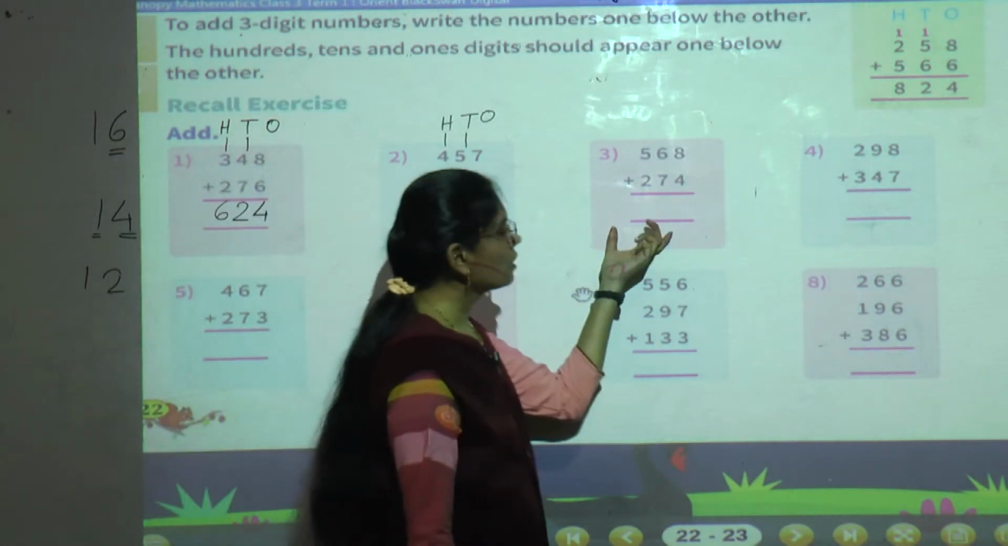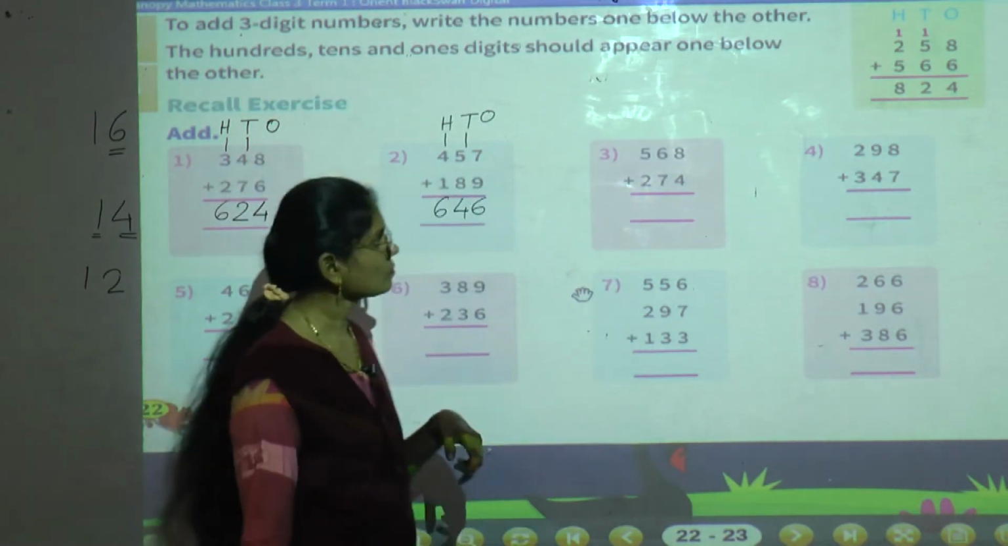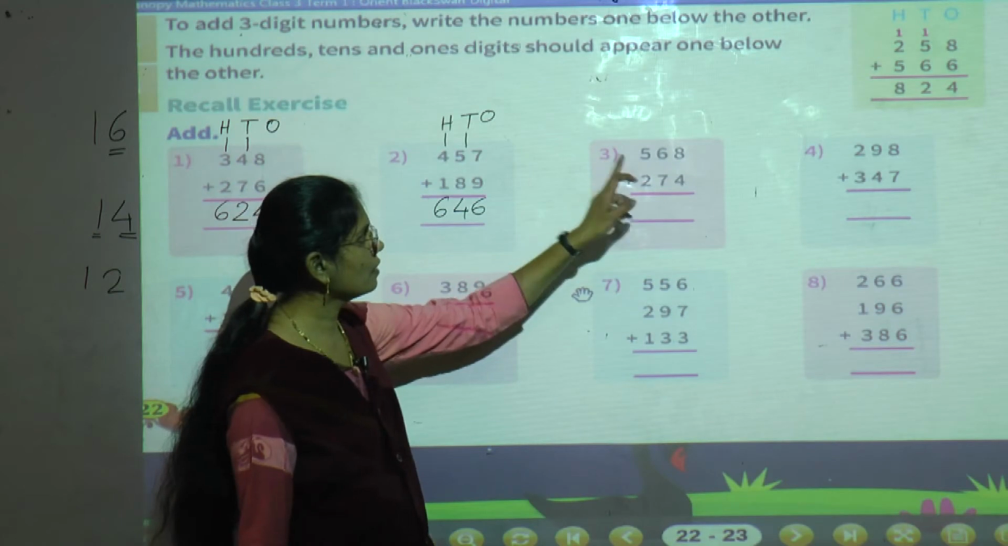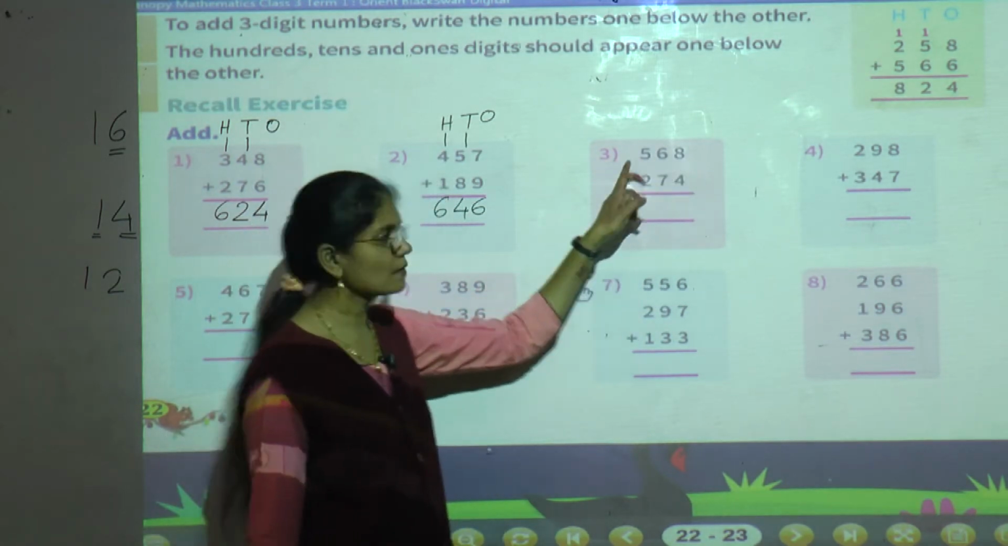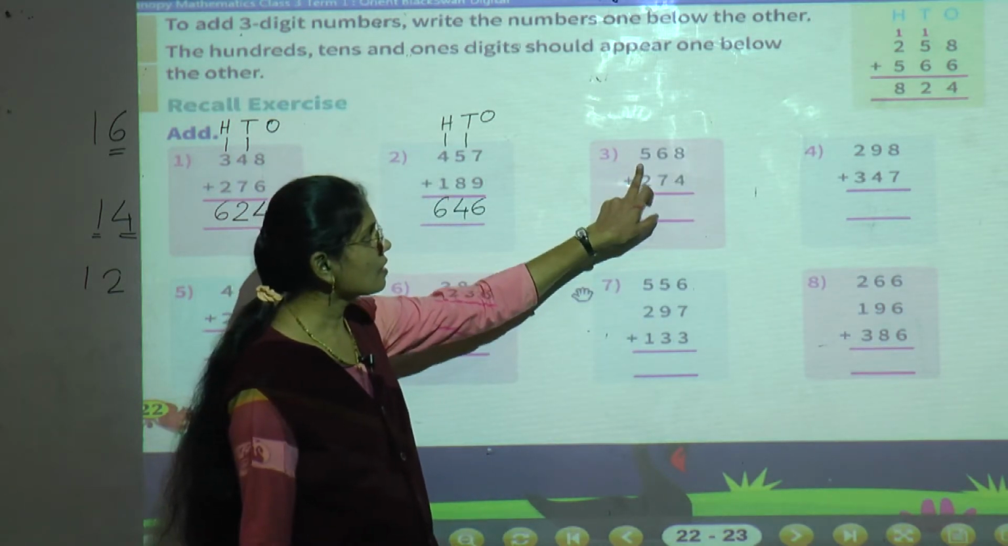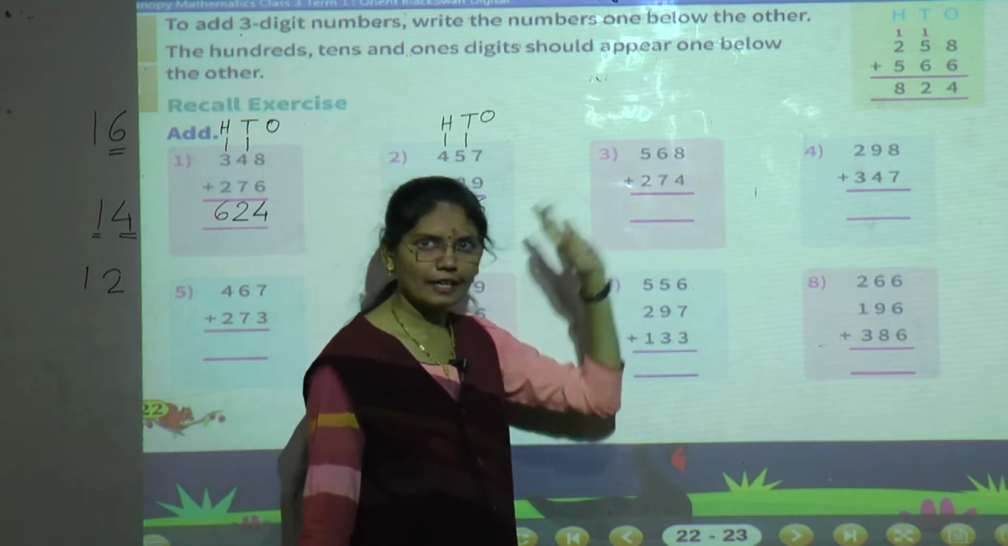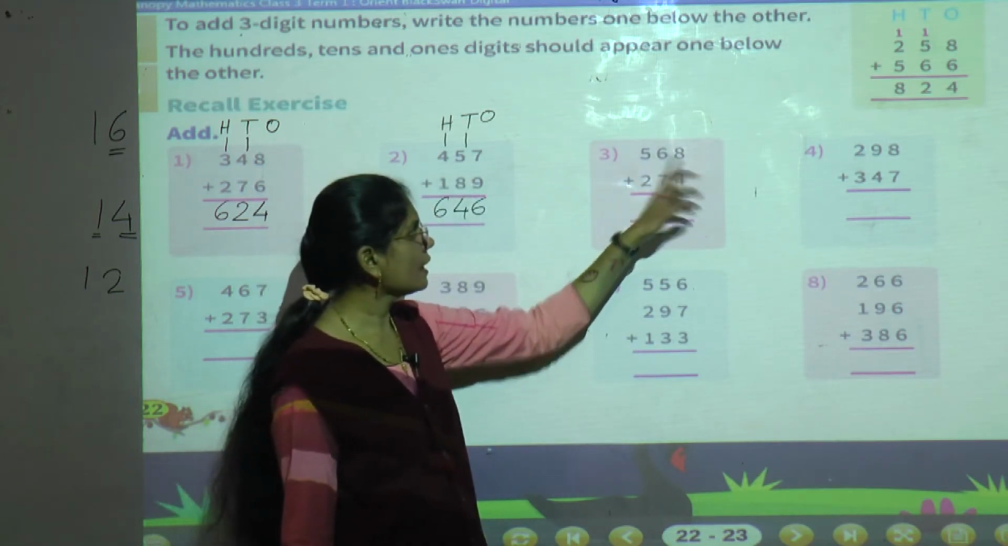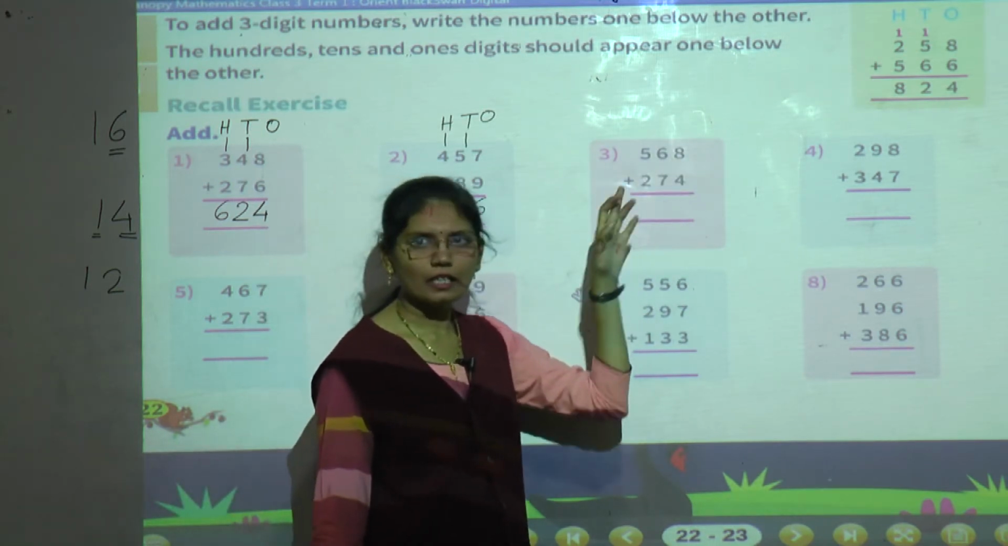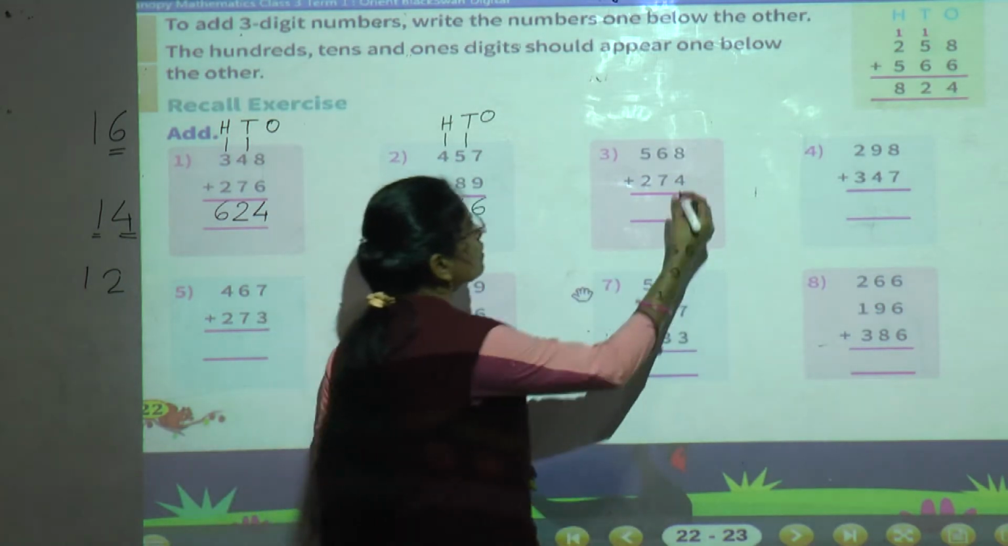Then we'll move to the third example. See the third example. Read this number. Yes, which number is it? It is 568 plus 274. Again this is a 3-digit number.